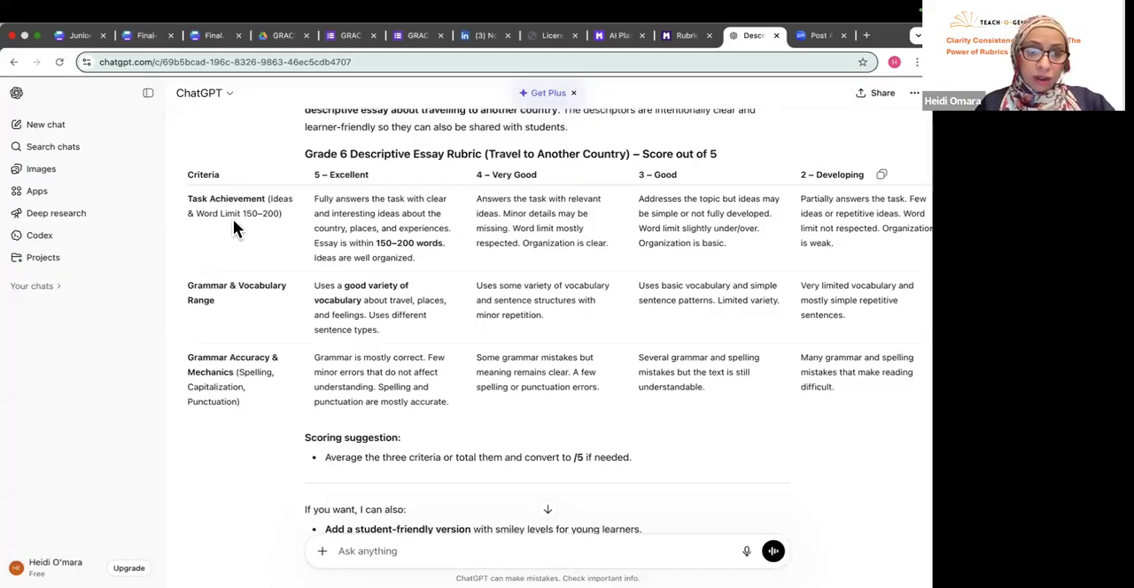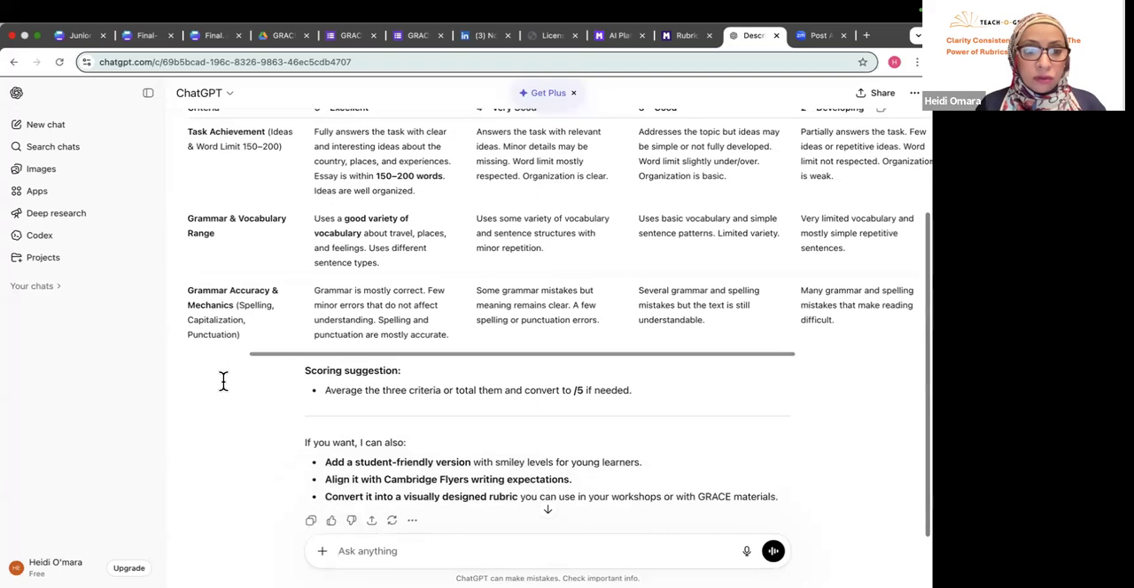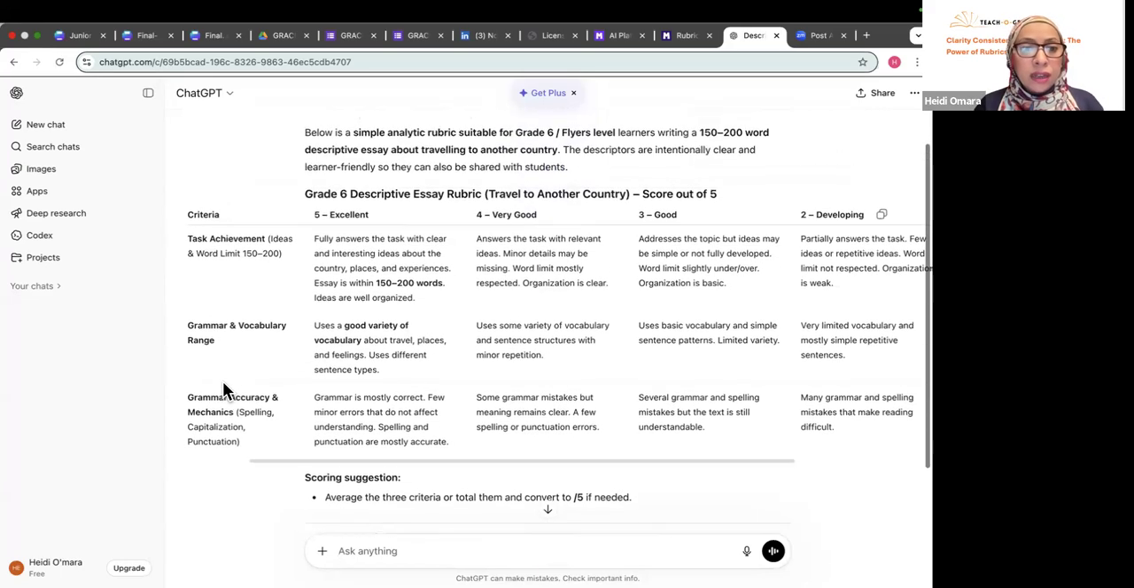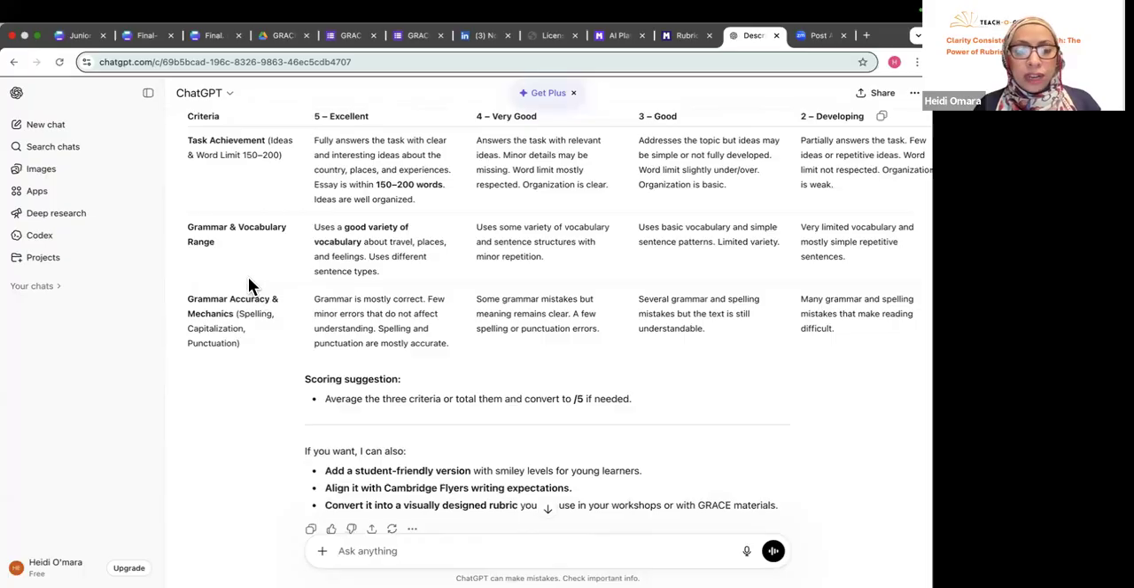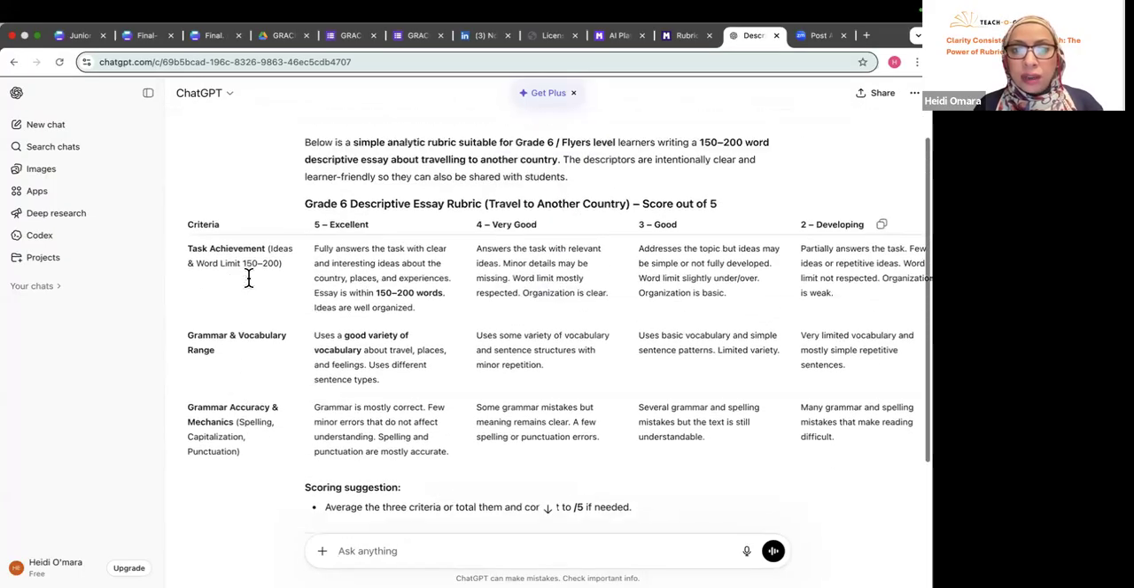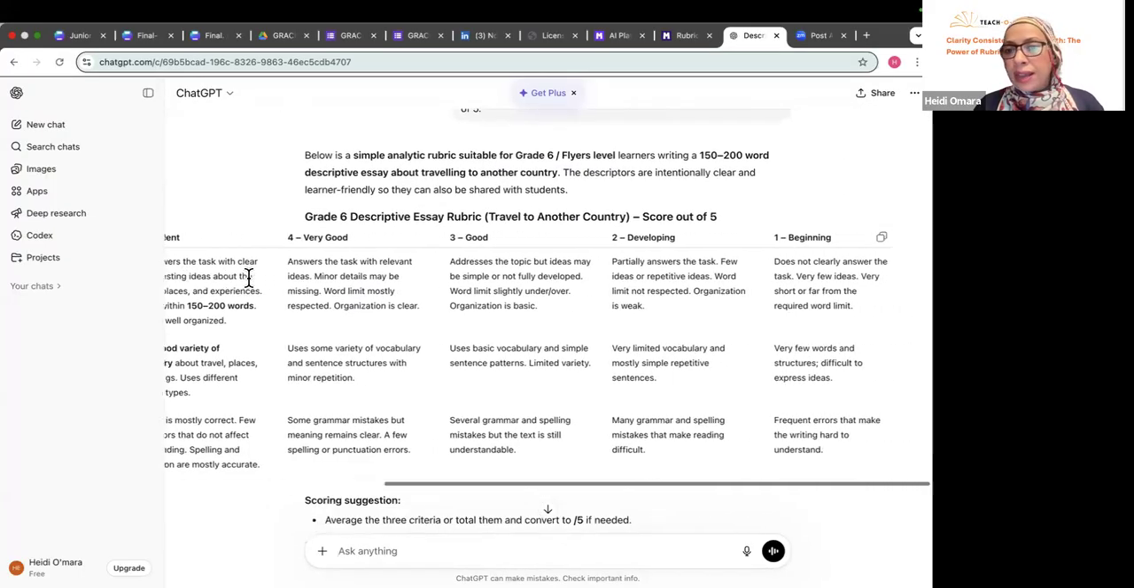Here is the grammar. Here are the criteria that I asked for. Grammar, accuracy, mechanics, task achievement, grammar and vocabulary range. You can adjust it the way you like. And it's out of 5 as requested. So you have more than one way of doing it.